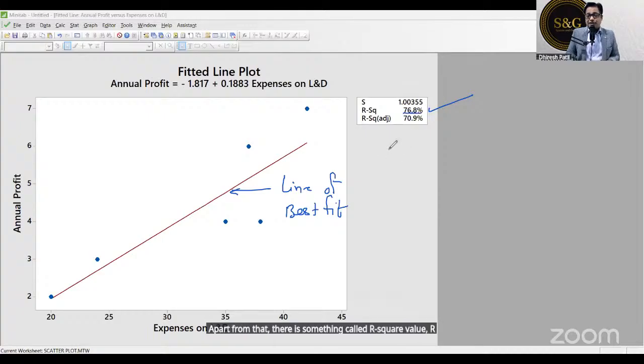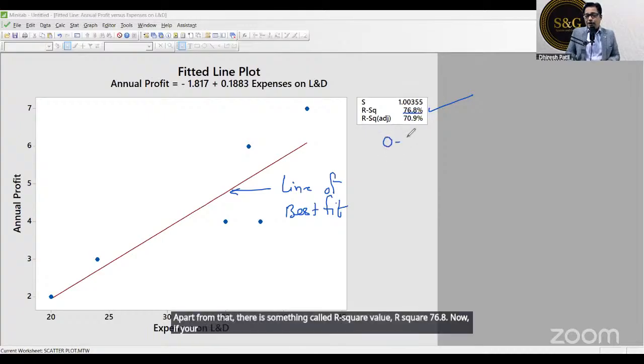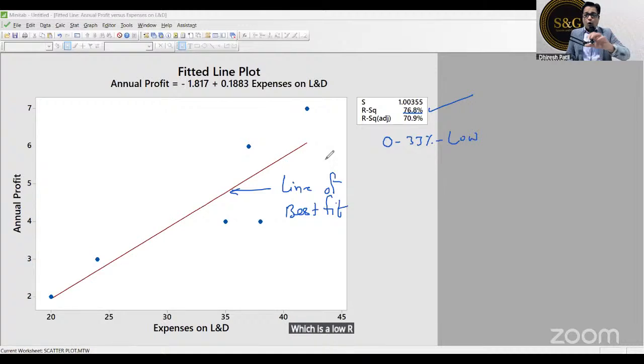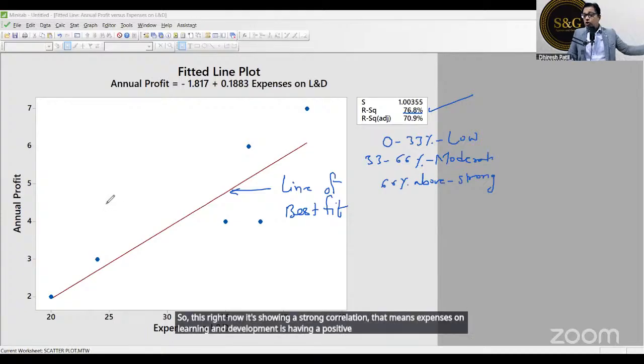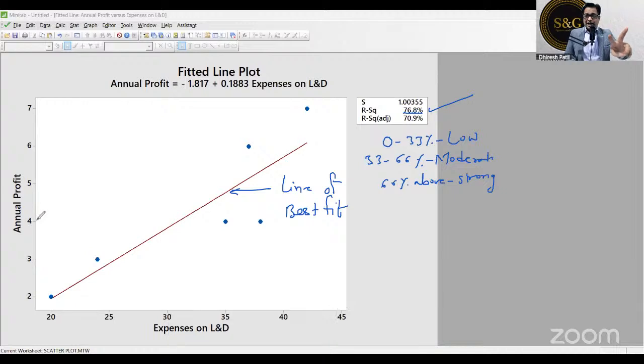R square is 76.8. Now if your R square value is between 0 to 33%, that is a low R square value or low correlation. Between 33 to 66%, we see moderate correlation, and 66% and above is called strong correlation. So right now it's showing a strong correlation. That means expenses on learning and development is having a positive, strong correlation impact on our profit.